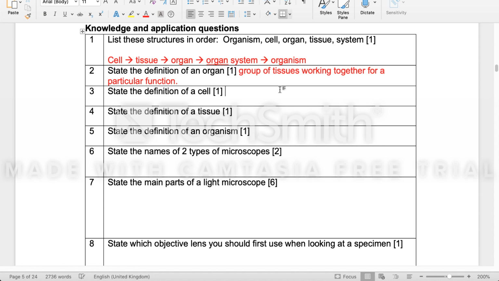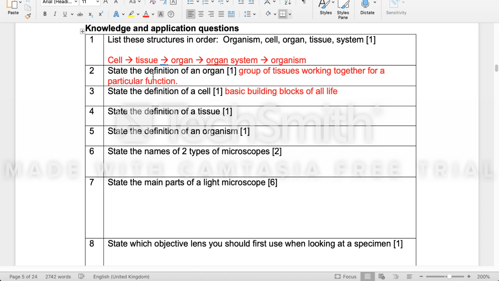Number 3, state the definition of a cell. All right, so this one, the cell is the basic building blocks of all life. Right? Every living thing is made up of cells. State the definition of a tissue.